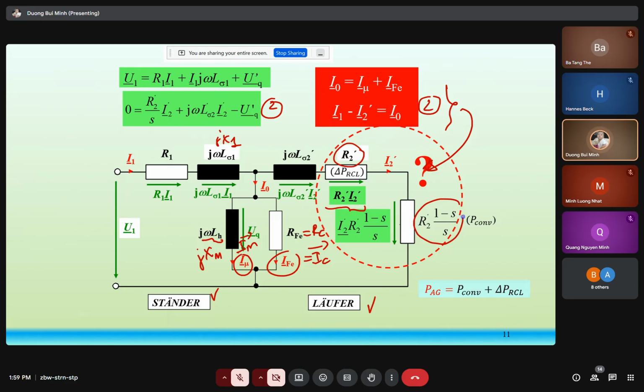Why do we separate these ones? Because this resistance is used for calculating power converters. And when you get power converters, this one we calculate rotor copper losses. So we take the sum of them, we can get air gap power, because air gap power is the sum of them over S.